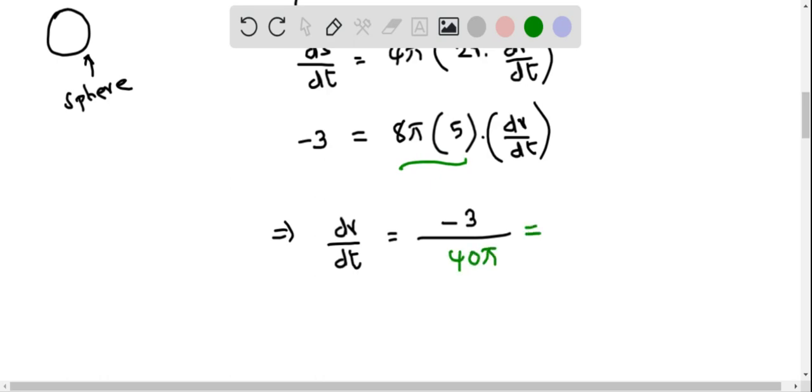So we can put this expression into the calculator, and when we do that, we approximately get negative 0.024, and this is rounded to 3 decimal places. And we also put its unit, that is centimeter per minute. So we see that the radius is changing at a rate of 0.024 centimeter per minute. Otherwise, we see that the radius decreases at a rate of 0.024 centimeter per minute.